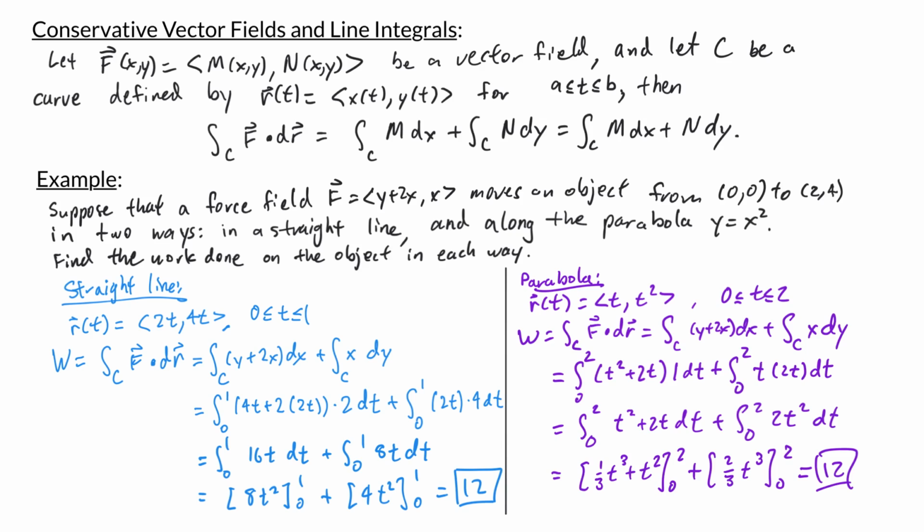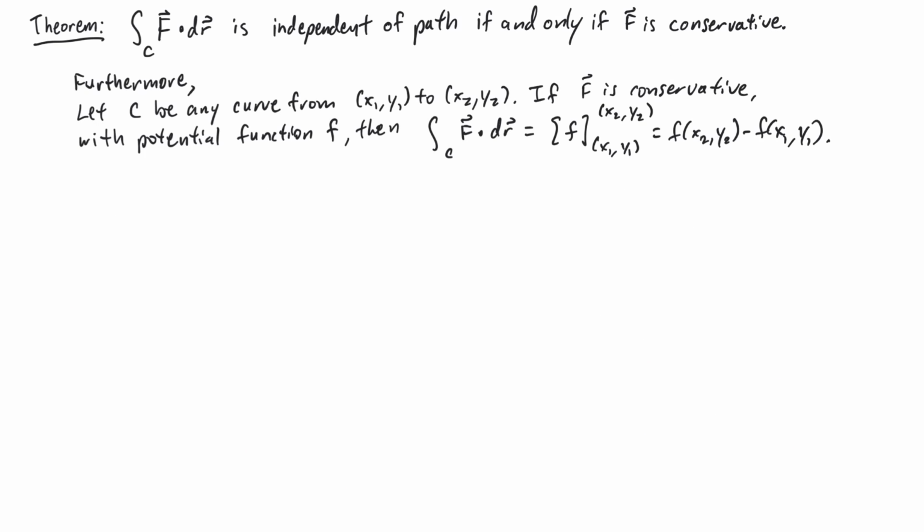The reason for this is because F is a conservative vector field. So here's a theorem that I'll state, but I won't prove in this video. The theorem says that the line integral of F dot dr is independent of path if and only if F is conservative.